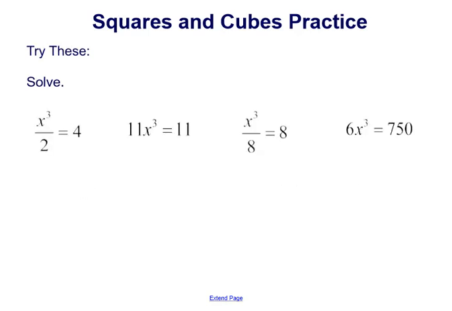Now let's take a look at these 4 equations. And they're extremely similar to the ones we just were solving, except now these 4 equations are dealing with x cubed. We have x cubed divided by 2 equals 8. 11x cubed equals 11. X cubed divided by 8 equals 8. Or 6x cubed equals 750. So we're going to have to use the cube root inverse operation to solve these 4 equations. But before we can do that, our equation has to be in the form of x cubed equals a number, and all 4 of these have something with the x cubed, so we can't do that right away.